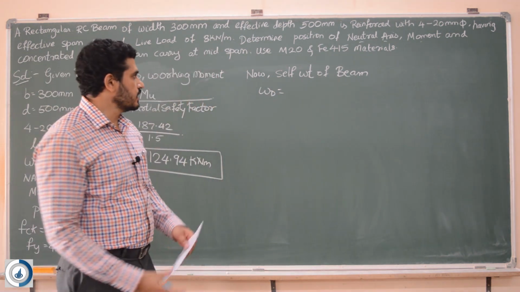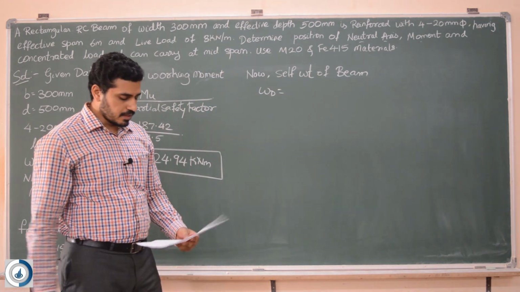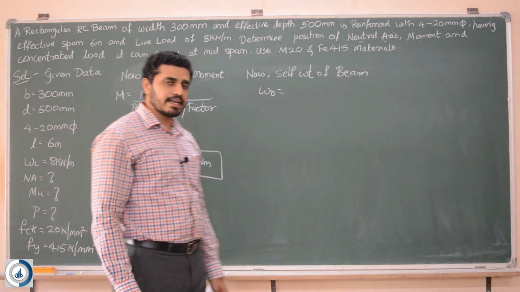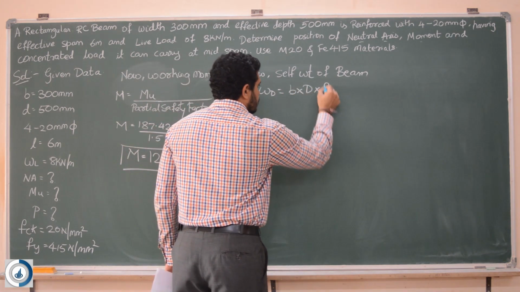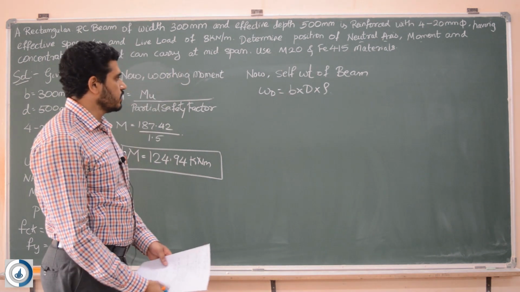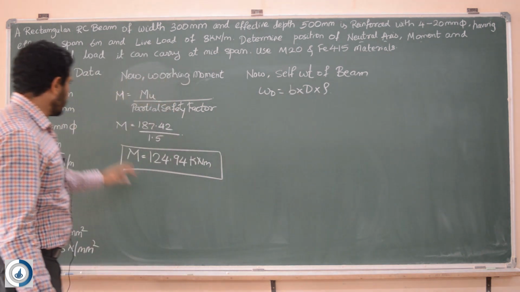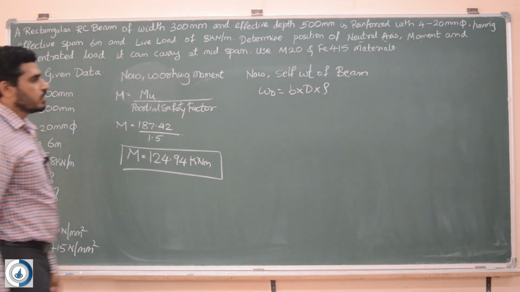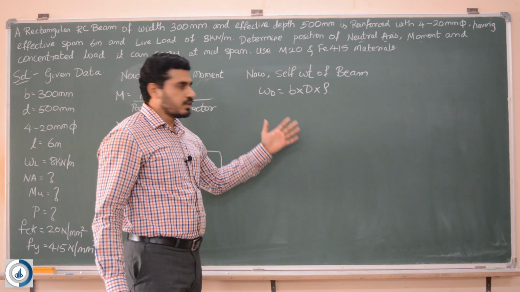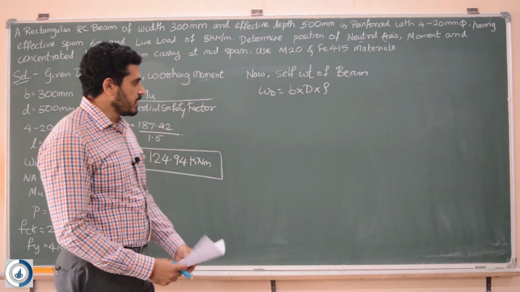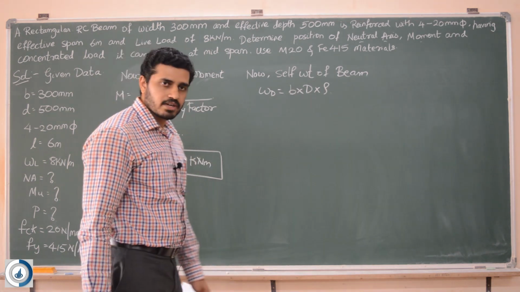How will we calculate our self weight? It is nothing but complete width times complete depth, multiplied by the density of concrete, which will be taken as 25 kilonewton per meter cube. So the formula is B into overall D into density of concrete. But before moving to this calculation, we require the overall depth, because in the problem it is mentioned effective depth. So we need to assume suitable effective cover and then find the overall depth, and then we can proceed with the calculation of self weight of the beam.